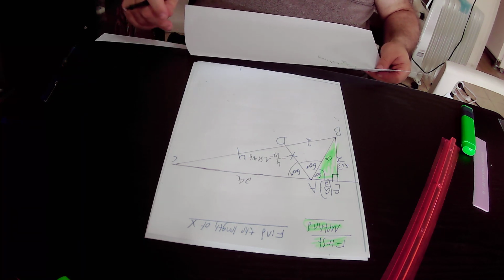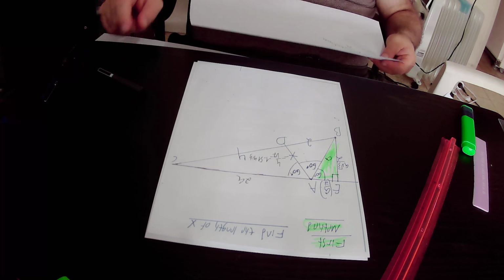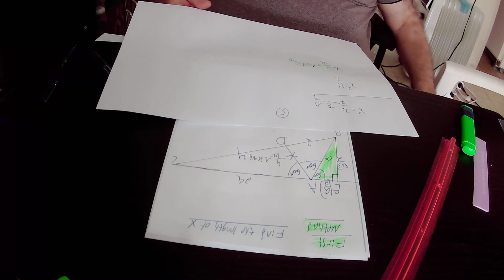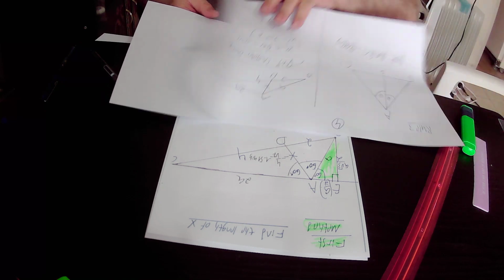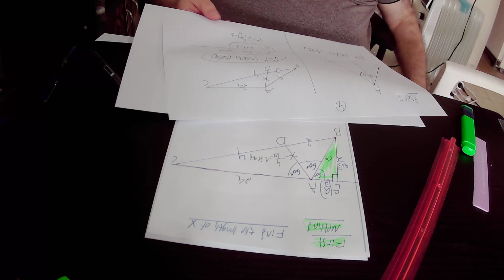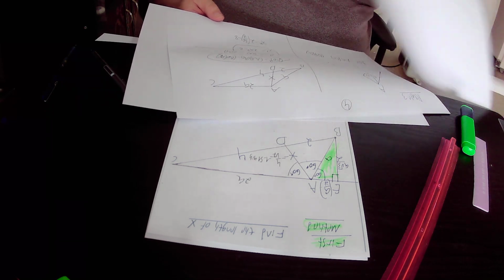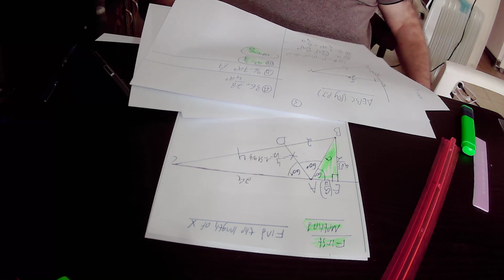Okay, so we finished with the first method. In the next step, I will present to you how to find the length of line segment AD, which is equal to x, according to the second method.